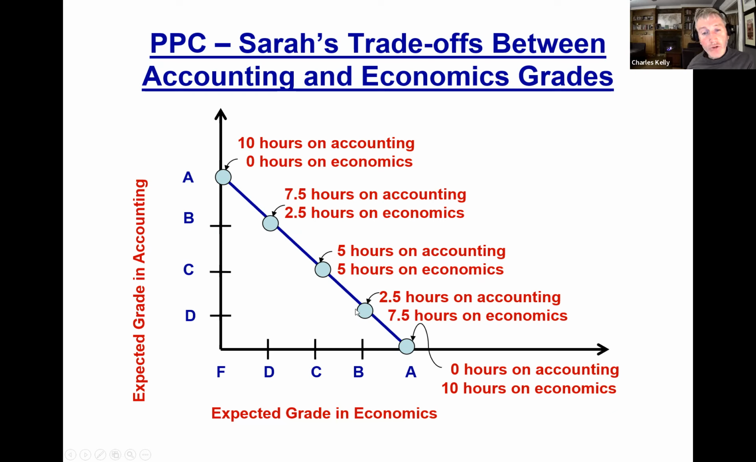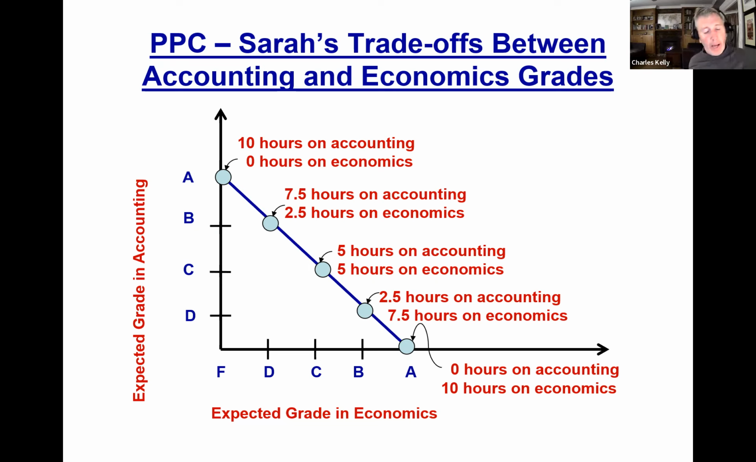Now notice, this is a straight or linear production possibility frontier. We're going to revisit this when we study international trade, when we talk about comparative advantage. So this is the Sarah study world.